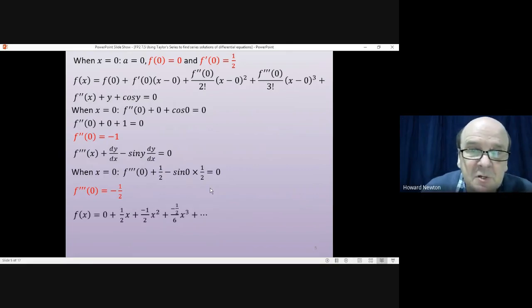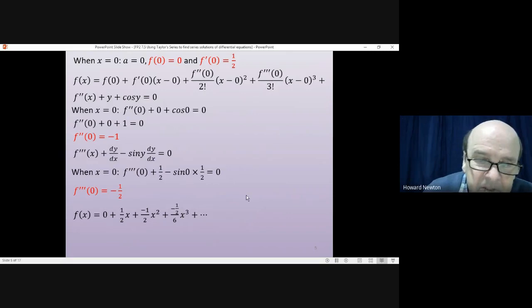Now we can just substitute all four values into Taylor's series. So f of 0 is 0, we were given that in the question. F dash of 0 is a half, we were given that. F double dash of 0 is equal to minus 1, we worked that one out. And f triple dash of 0 is equal to minus a half, we worked that one out as well.